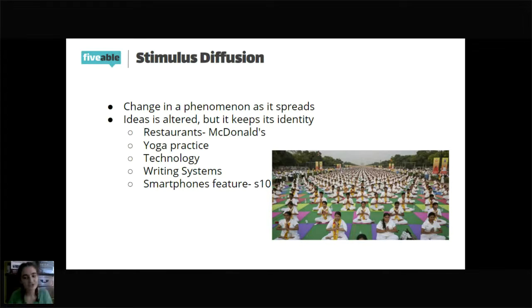Can you guys think of other stimulus diffusion examples? Because it's very hard. Can you guys come up with something? We can chat about it. Anything, guys? Anything in the chat? We have Pidgin languages and Creole languages.